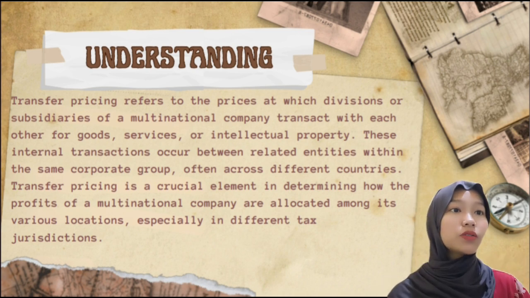Purpose of transfer pricing. The primary purpose of transfer pricing is to ensure the transactions between related entities are conducted as if they were independent parties, often referred to as the arm's length principle. This principle is used by tax authorities to prevent companies from artificially shifting profits to low-tax jurisdictions, which could reduce their overall tax burden. Transfer pricing regulations aim to ensure that each country receives a fair share of the tax base corresponding to the economic activity conducted within its borders.